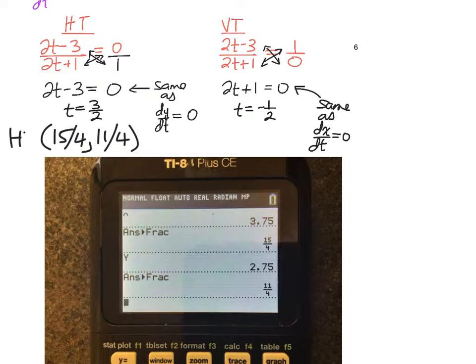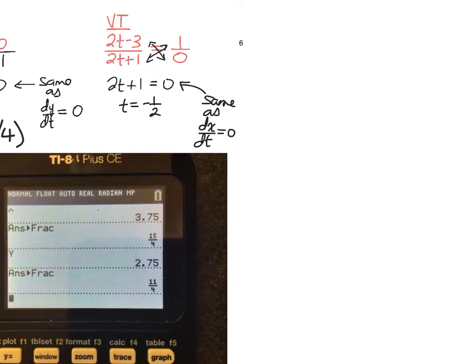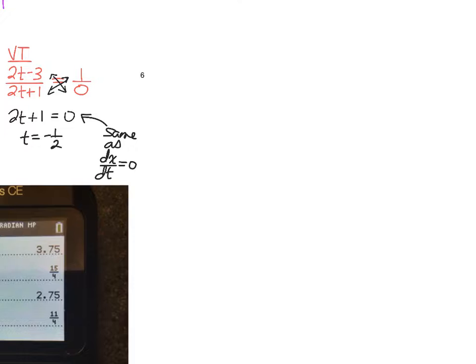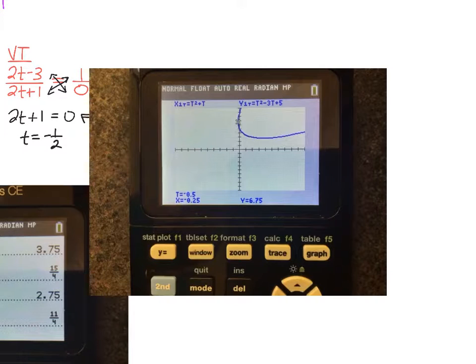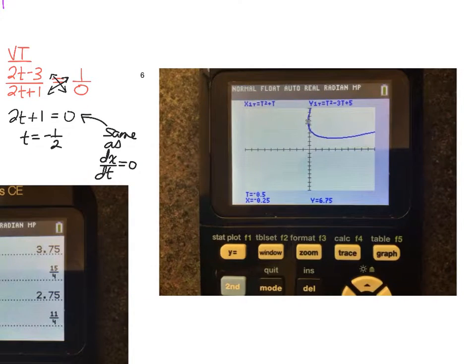So that's my horizontal tangent. Now I just need my vertical tangent. All right, so I'll do that over here, I guess. Back into the graph, we add -1/2. So second trace value, type in -1/2. -1/2 or -0.5, it doesn't matter. It plotted to the vertical part of the graph. Beautiful. That's what I wanted it to do.